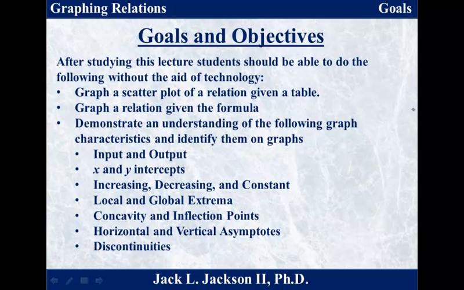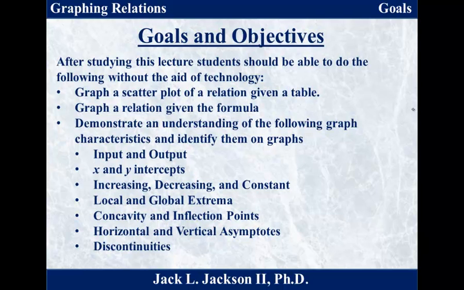So we come to the end of this lecture. By this point you should be able to make what's called a scatter plot of a relation given a table. So if you have a table, you should be able to plot those ordered pairs. Given a relation, given the formula or equation for a relation, you should be able to graph it. You should be able to demonstrate an understanding of the following graph characteristics and identify them on graphs.